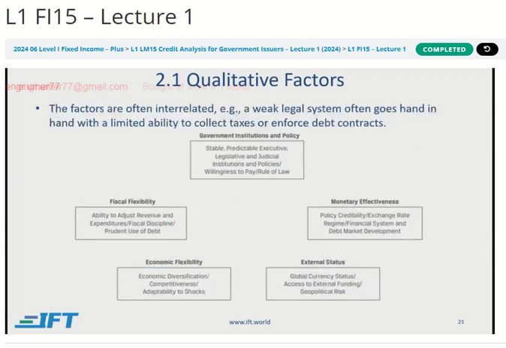Right. So, of course, what we are saying is that these factors are all interrelated, and a weak legal system will maybe also reflect in a limited ability to collect taxes and enforce debt contracts, and probably not very good, bad property rights, right? And so on. So it is all, of course, interlinked.